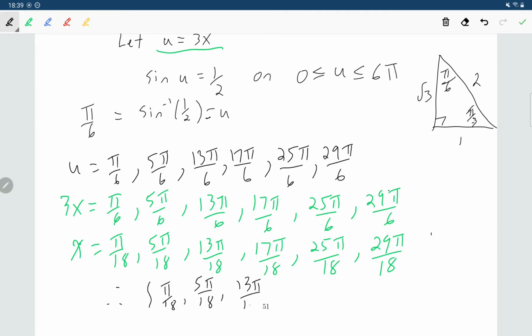And let's just write those solutions in our solution set. 17 pi over 18, 25 pi over 18, and 29 pi over 18.